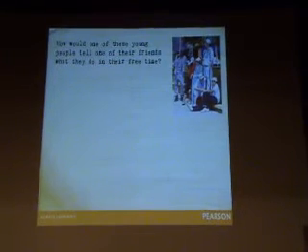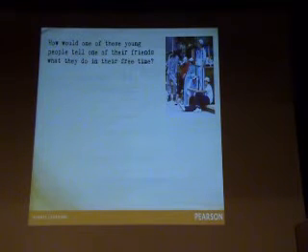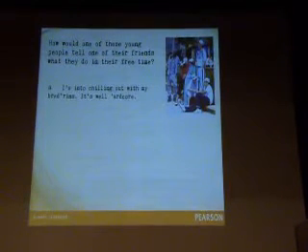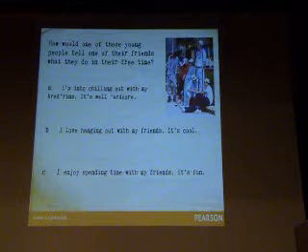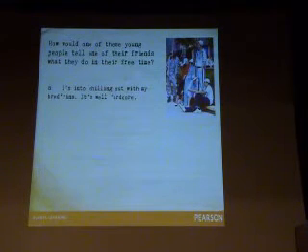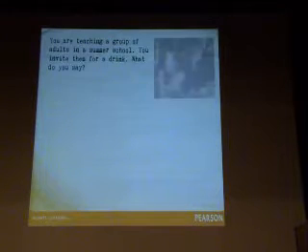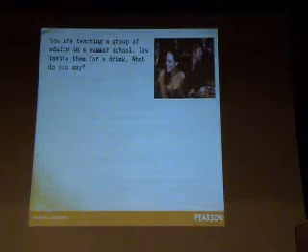How would one of these young people tell one of their friends what they do in their free time? I was into chilling out with my brethren. I love hanging out with my friends at school. I enjoy spending time with my friends, it's fun. Could be number 1. Yeah? If you look at the people here in the picture, I know, you can't. That's true. In any language, it's impossible to understand what they're talking about.